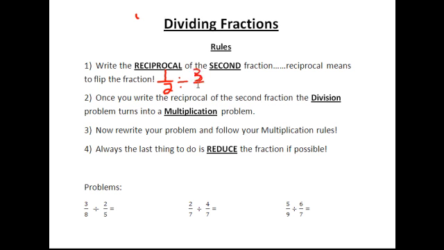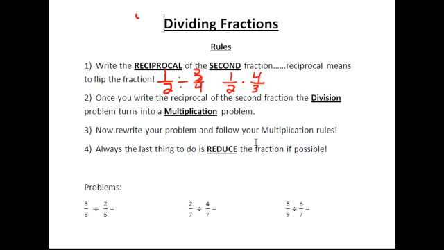Okay, so the first thing I would need to do is flip the second fraction. So the 1/2 will stay the same, and it's now going to be 4/3. Okay? And now the second rule says once you flip the second one, the division symbol turns into a multiplication problem. So in this example I just did, I am now going to be multiplying those two fractions. Third rule says now rewrite your problem and follow your multiplication rules, just like we did in the last video. And then always the last thing to do is to reduce the fraction if it's possible.